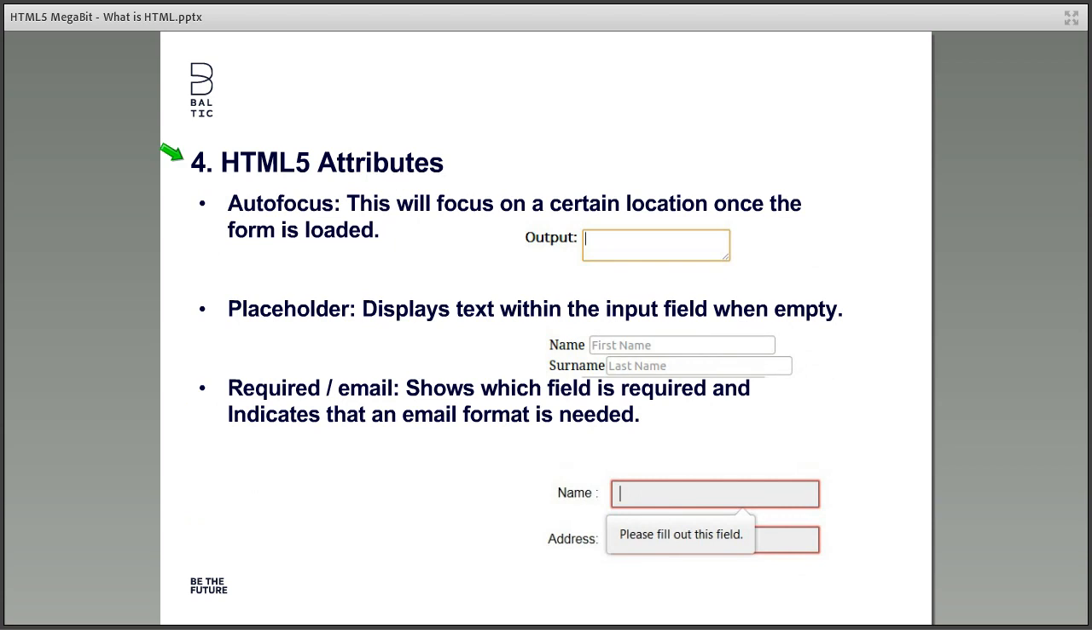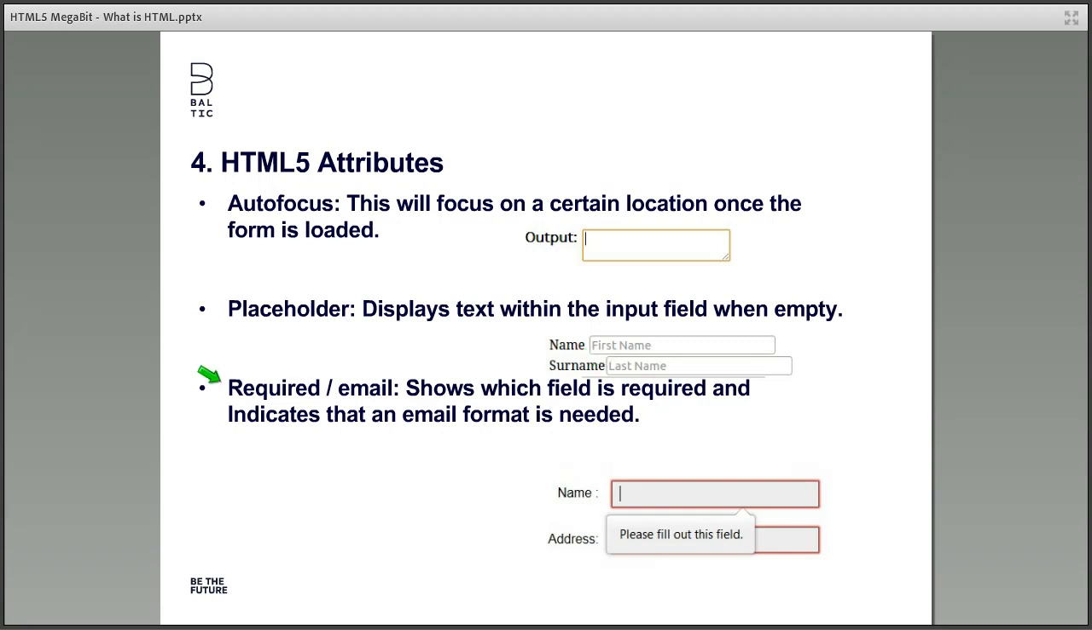We have a few more attributes as well of what we could see within HTML5. So we have the autofocus. So this will focus on a certain location once the form is loaded. So you can see there the colour around the box, it indicates that's the focus for it. We have a placeholder, so that displays text within the input field when empty. So you can see there, if that's empty, we know we need to put in our first name and also our last name within there.